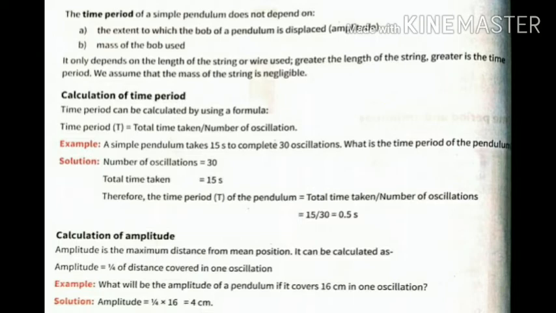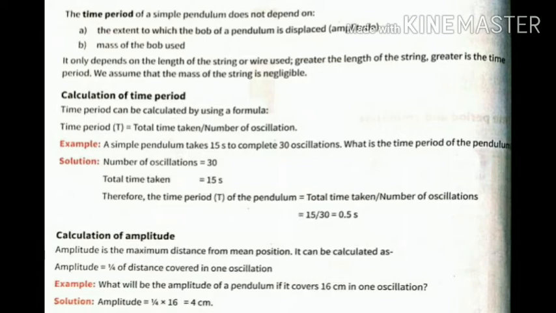Now see the example: a simple pendulum takes 15 seconds to complete 30 oscillations. It takes 15 seconds to complete 30 oscillations. So what is the time period? Then we have to put the values in the formula, meaning time period is equal to total time, which is 15 seconds, and the number of oscillations is 30. So 15 divided by 30, and we get 0.5 second. This is the time period.